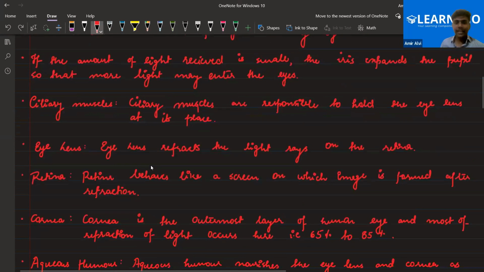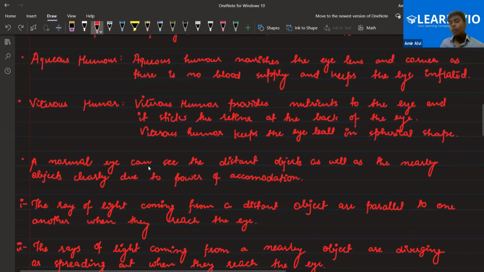Chalo, that's great. Now let's talk about the basic properties and characteristics of the human eye. The first thing is that a normal human eye can see distant objects as well as nearby objects clearly due to the power of accommodation. So due to the power of accommodation, we are able to see the distant as well as the nearby objects. Am I clear to all of you? Please do let me know.